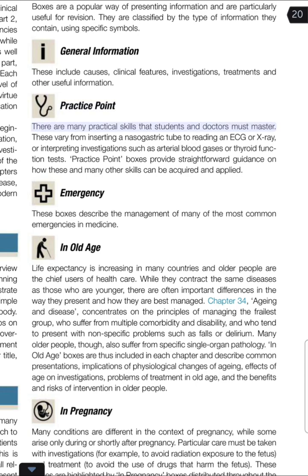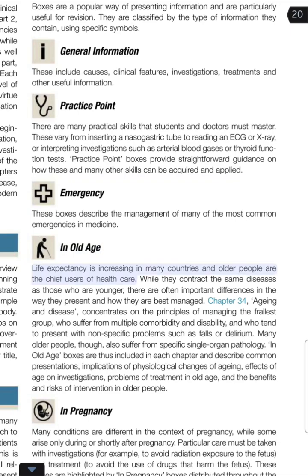Practice point. There are many practical skills that students and doctors must master. These vary from inserting a nasogastric tube to reading an ECG or X-ray, or interpreting investigations such as arterial blood gases or thyroid function tests. Practice point boxes provide straightforward guidance on how these and many other skills can be acquired and applied. Emergency. These boxes describe the management of many of the most common emergencies in medicine.